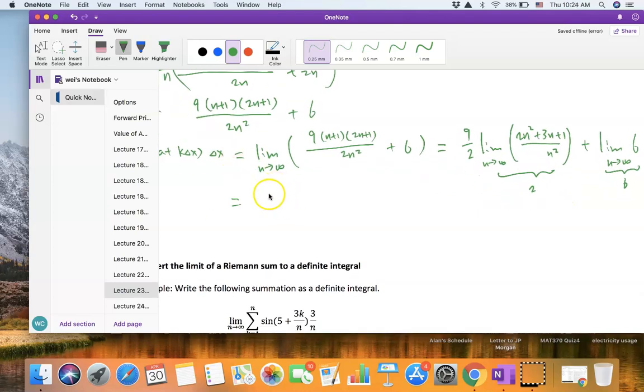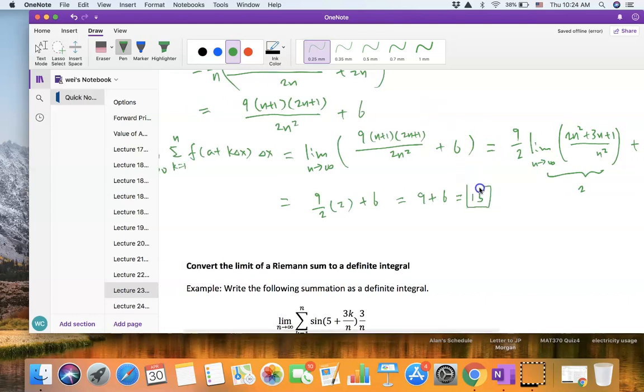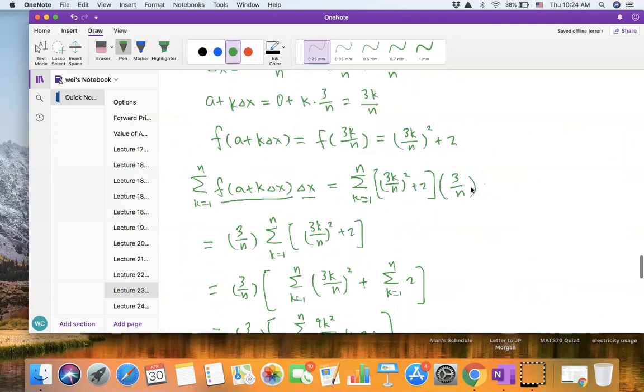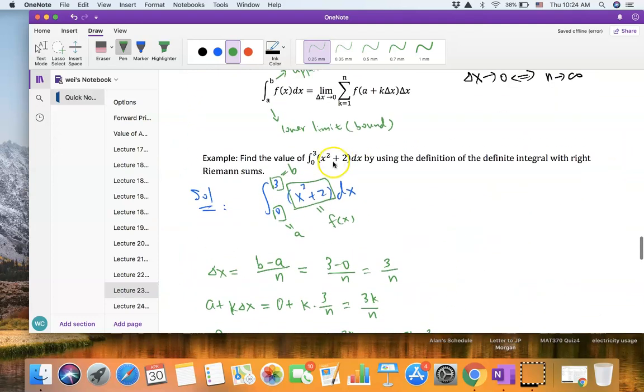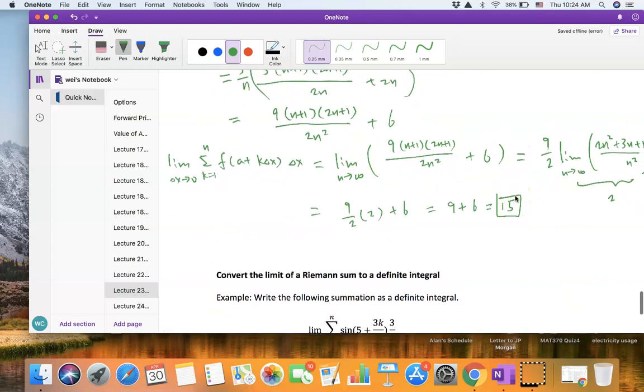So the answer is 9 over 2 times 2 plus 6, which is 9 plus 6, which equals 15. So the answer of this definite integral equals 15. Okay, 15.